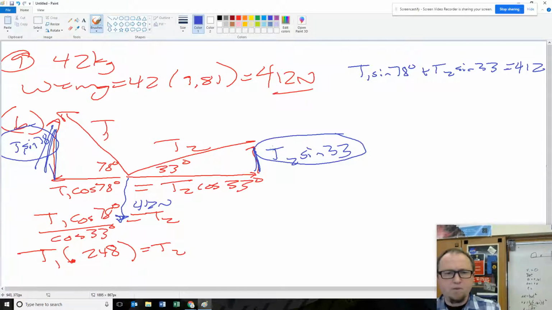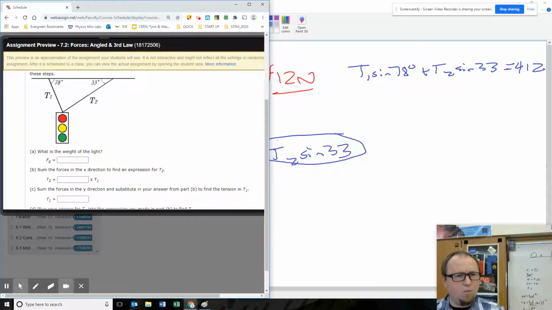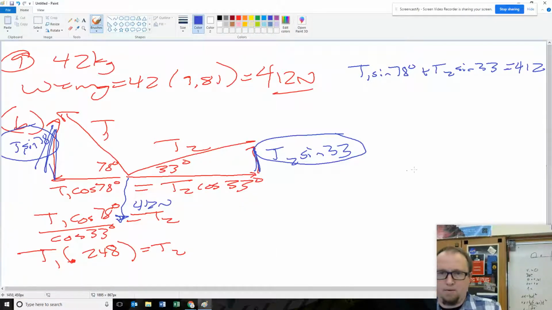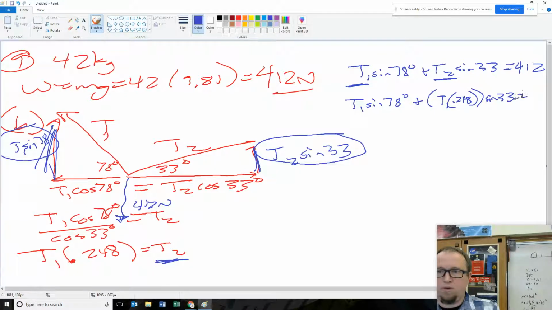Going back to the problem, I want to just focus on what it wants. Sum the forces. We want to solve for T1. So what do I have to get rid of? T2. So look at this. T2 equals that. So T1 sine of 78 plus T2. What's T2 equal to? It's T1 times 0.248, times sine of 33, equals 412.